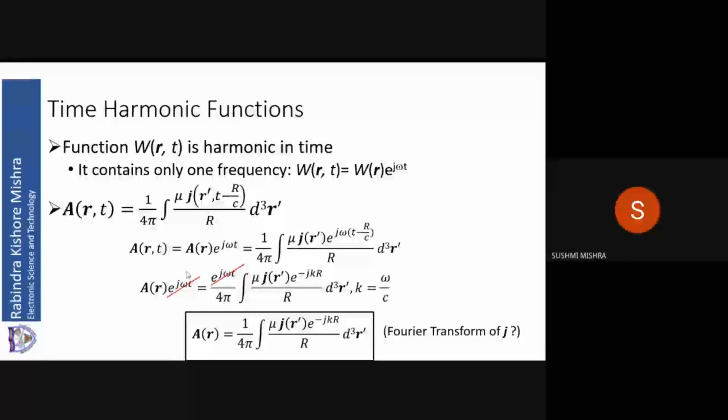In this case, what we are doing is the same Fourier transform, not in the time domain, but in the spatial domain. Instead of the time and frequency, we are now considering space and k. So k and r space is what we are considering instead of omega and t space.